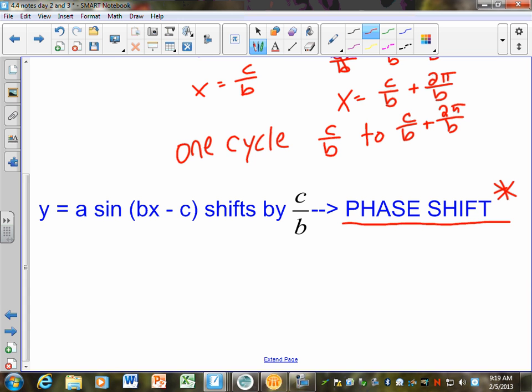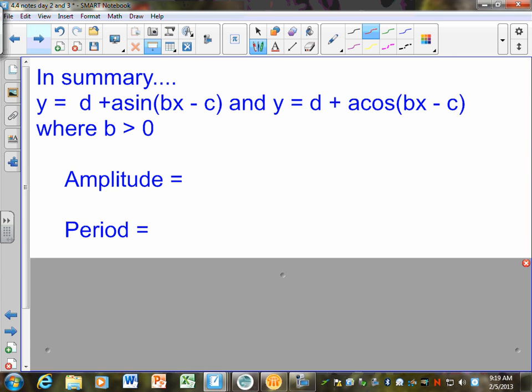Okay, so let's summarize what we know here. In summary, these are all the different numbers that could be put in for sine and cosine that could change our graph. They always use the number in front of sine and cosine as a, and it always stands for amplitude. The number in front of x is always labeled as b. When we write these out, a number added or subtracted is always labeled as c.